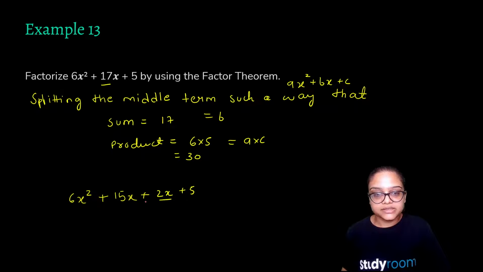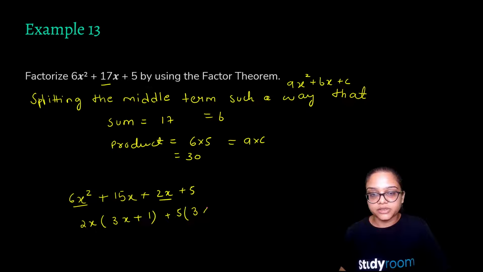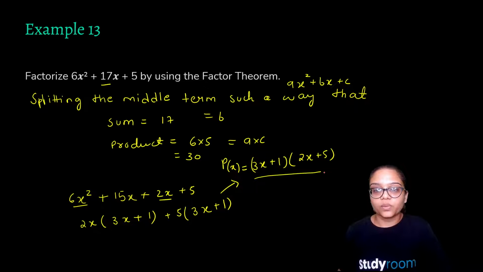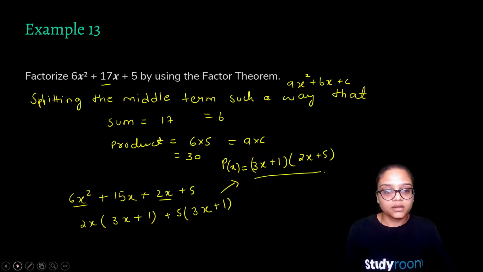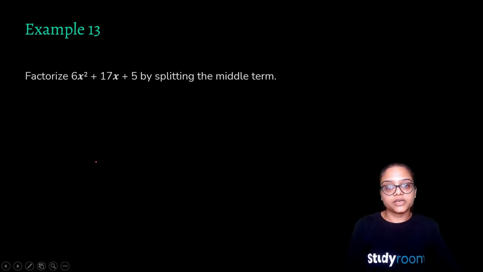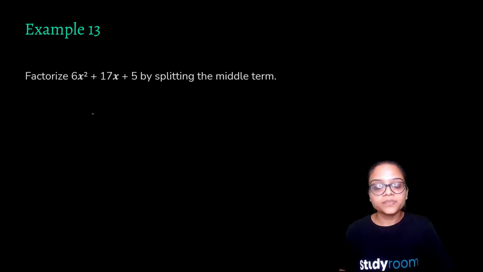Combining these two terms and the other two, taking 2x common, we would get 3x plus 1. And taking 5 common, we would get 3x plus 1 again. So we have arrived at the factors. 3x plus 1 is one factor, and 2x plus 5 is the other of this given polynomial p(x). So this is your required result. It's written here: by splitting the middle term, this was to be done in that way.